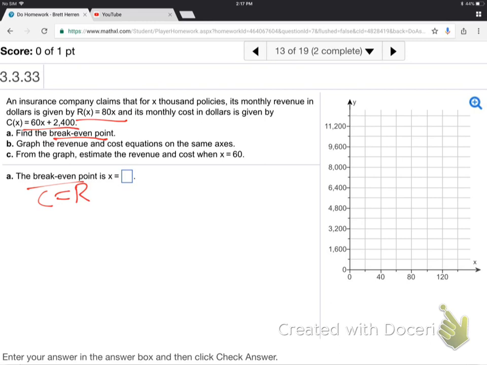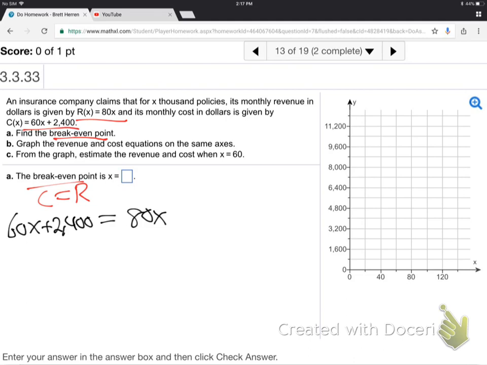So that means I want 60x plus 2,400, the cost, equal to the revenue, which is 80x. Good so far. Now we just solve for x. So I just set the cost function equal to the revenue function, because that's what it means to break even. Now we just solve for x.